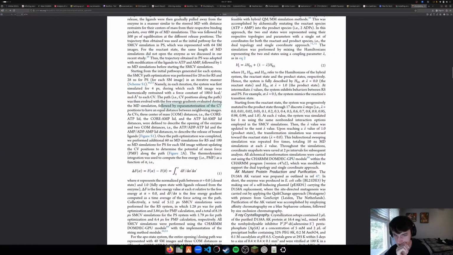Followed by reparameterization of CV positions of equal distance between neighboring images. Okay. So I guess they're trying to find, I don't know, an equidistant series of steps that lead to binding or unbinding, kind of.